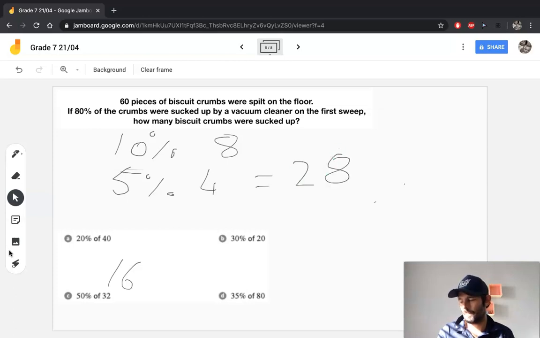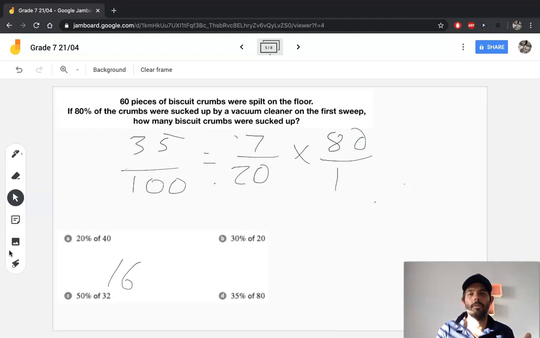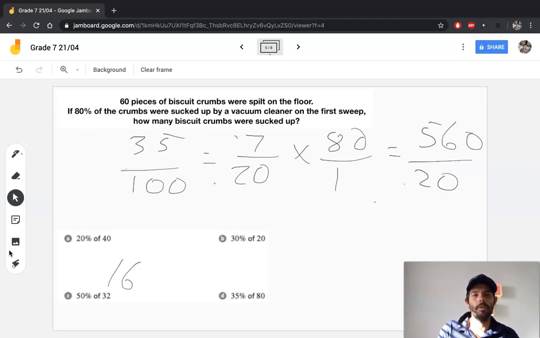Okay. The other method, if I use the fraction form, is 35 over 100, simplified is 7 over 20 times 80 over 1. All right, I can go 7 times 80 is 560 over 20. Okay, and then once you've simplified that fraction, and we can simplify it, how many times does 10 go into there? Once each. So 56 over 2. 56 divided by 2 is 28. So it's the same answer.